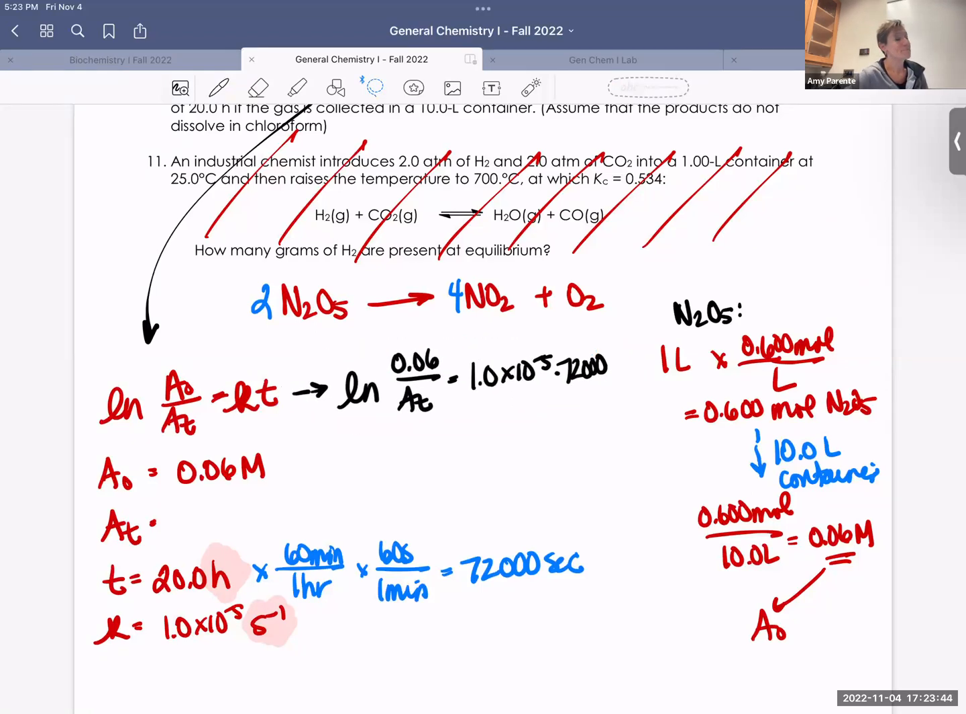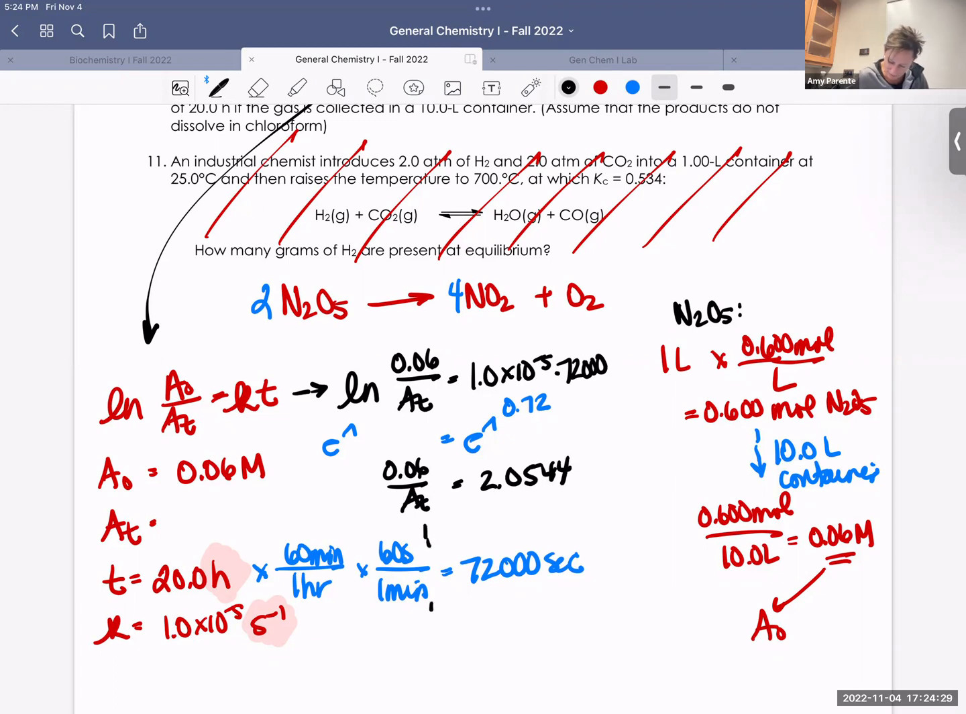With me? Now, this is one of those where we have to use e, because we're solving for something that's part of the ln fraction. So we're going to have e to the that side equals e to the, and if I multiply those two numbers together, they end up being 0.72. So 72,000 times 10 to the minus fifth is 0.72. So now I have 0.06 over A sub t equals 2.0544.